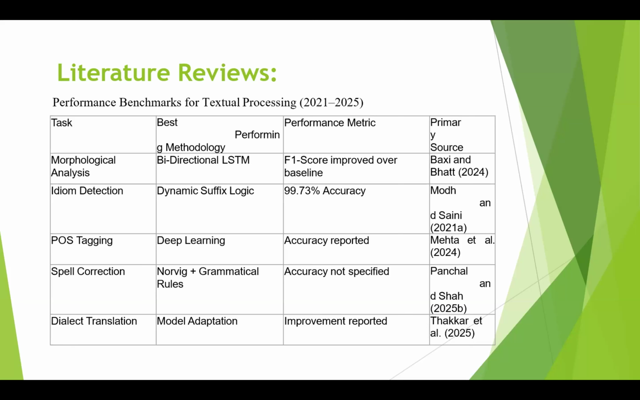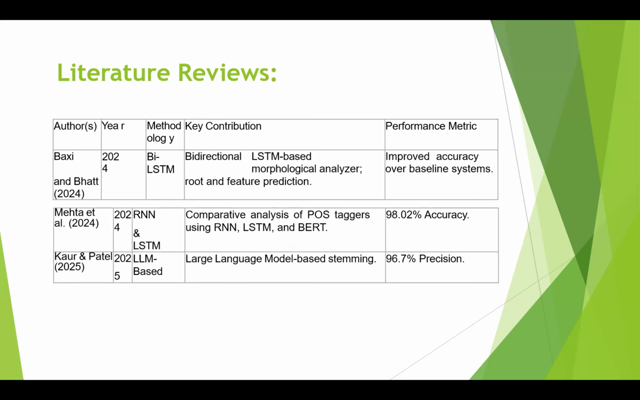For spell correction, Panchal and Shah combine the Levenshtein algorithm with grammatical rules, though a specific accuracy figure isn't reported in that work. And for dialect translation, Thakkar et al. use model adaptation with reported improvement over baseline systems. Now let's look at the individual studies in more depth.